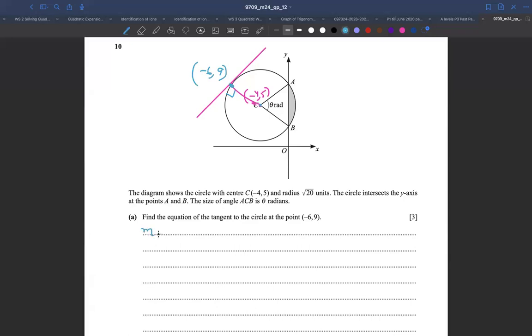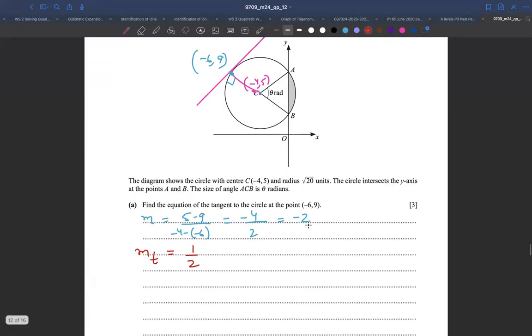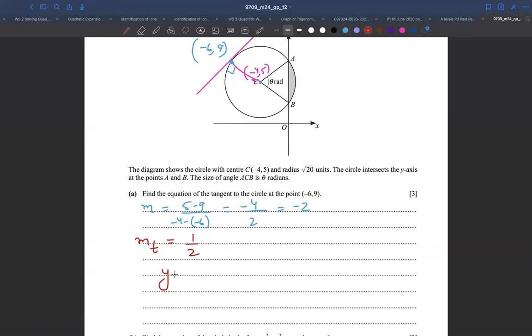So first find the gradient over here. So 5 minus 9 over -4 minus -6. -4 plus 6 is plus 2. So this is the gradient of this line. So the gradient of the tangent would be the negative reciprocal, which is positive 1/2. I have the point -6, 9. I will just use the equation half into x minus -6, plus 6. Okay?